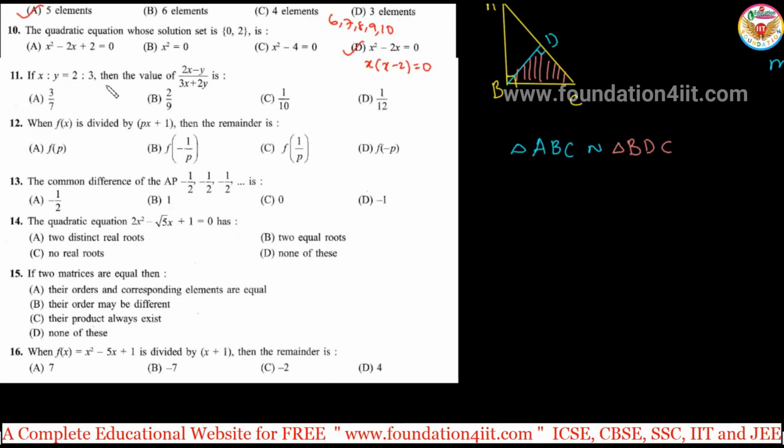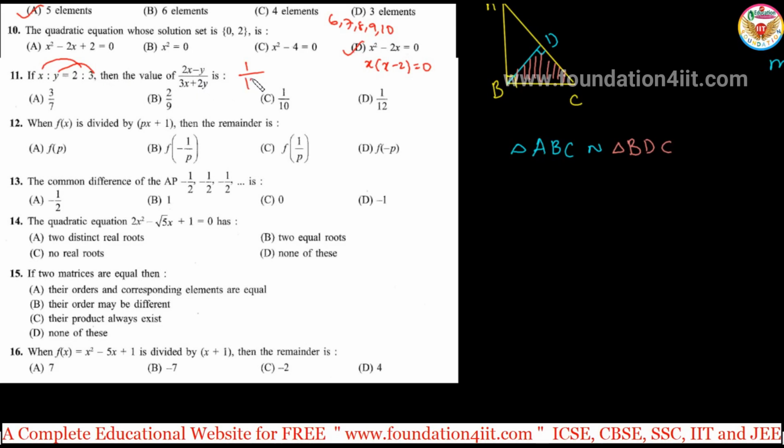And the 11th one: x is to y is 2 is to 3. Then find the value of (2x minus y) by (3x plus 2y). We can solve in two ways. We can substitute directly in the place of x and y, because it is objective type. Now x value is 2, y value is 3. 2 into 2 is 4, 4 minus 3 is 1. In the denominator, 3x plus 2y: 3 twos are 6, 2 threes are 6, so 12. So 1 by 12. Or else divide by y in the numerator and denominator also.